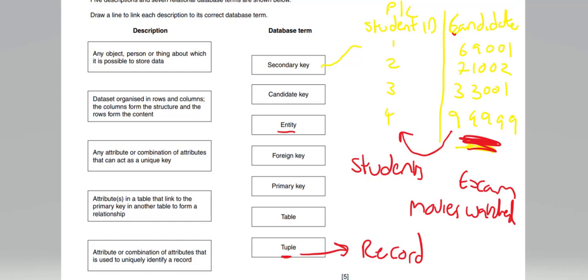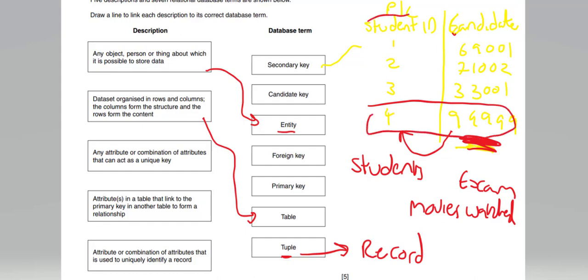Let's have a look at matching these up. An object, person, or thing which is possible to store data about. Well, we just talked about this. Entity. Dataset organized in rows and columns. The columns form the structure and the rows form the content. Well, this is obviously talking about a table. A database table like this, where we've got the structure and the content through rows and columns or fields and records. This is a record. This is a field.